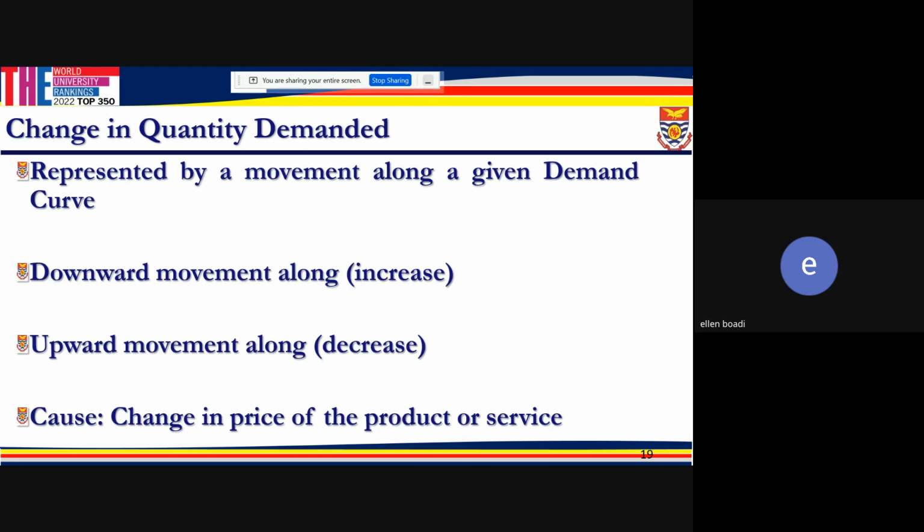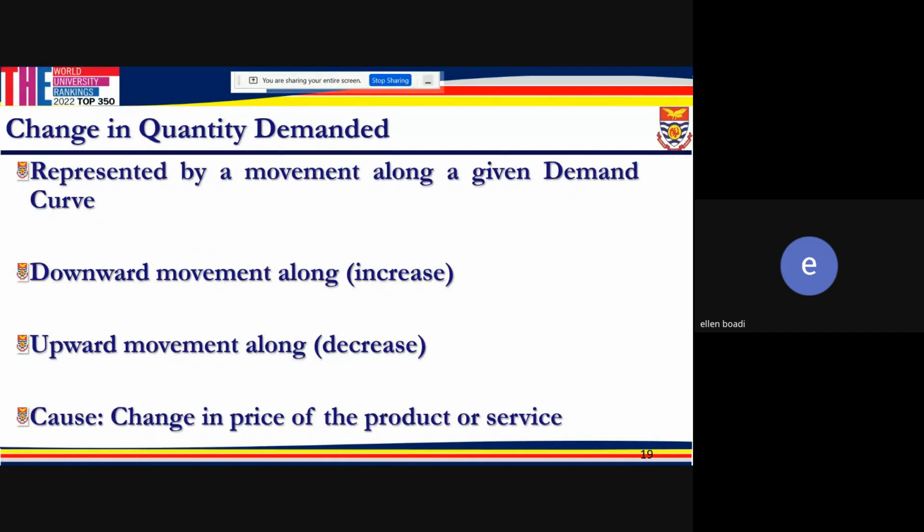At some point we are at point A, we move to point C because the price has reduced. Or we are at point C, we move to point B because the price has increased. We are moving along the same demand curve. Call that change in quantity demanded. As I indicated, change in quantity demanded is caused by a change in the price of the commodity in question. So a change in own price causes a change in quantity demanded.